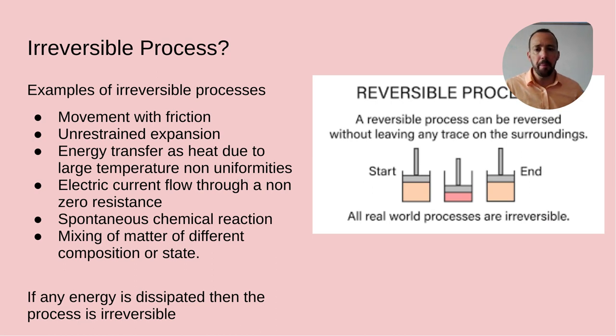Irreversible process. What do I mean by that? Basically, friction pulls energy out of a system. With unrestrained expansion, you're going to have energy transfer as heat due to temperature non-uniformity. You're not going to get a perfect system. It never, ever happens. So as a result of the fact that all processes are irreversible to some degree, entropy always goes up.